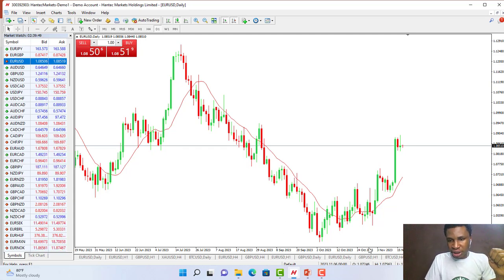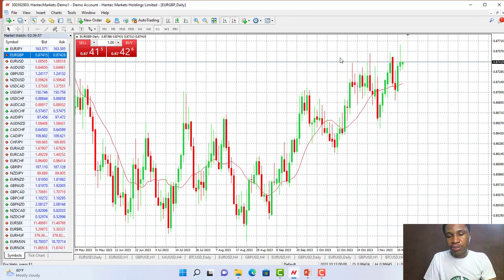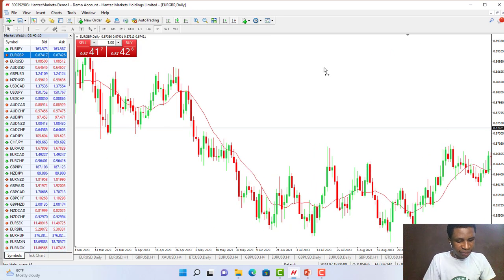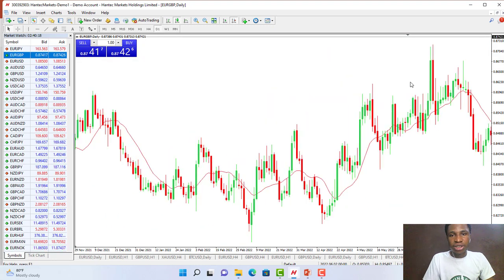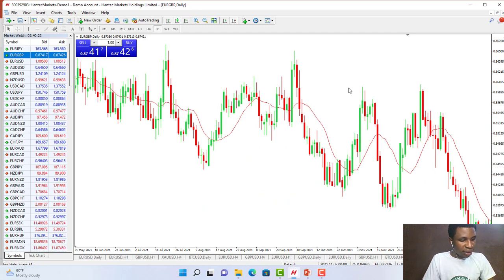Let's see what I'm trying to talk about. I think let's quickly go to the euro. Okay, let's go to Euro GBP and see if we can spot it there. This is our daily time frame, Euro GBP daily time frame. So we'll definitely spot it.